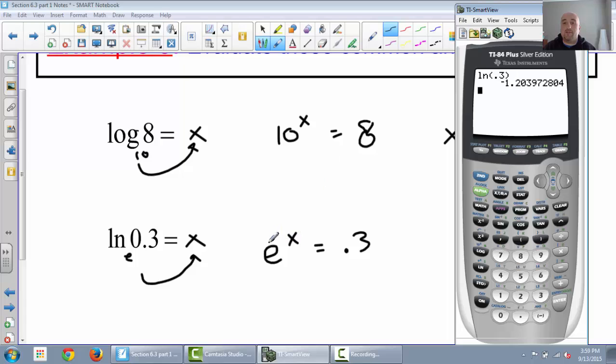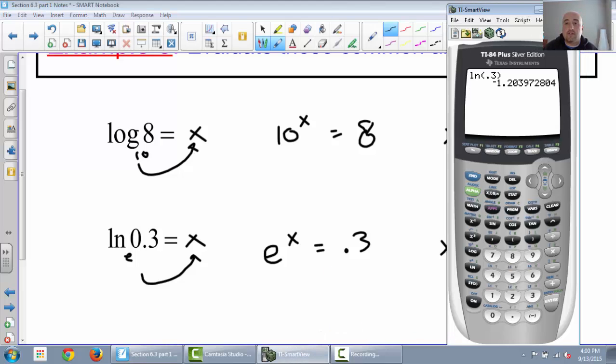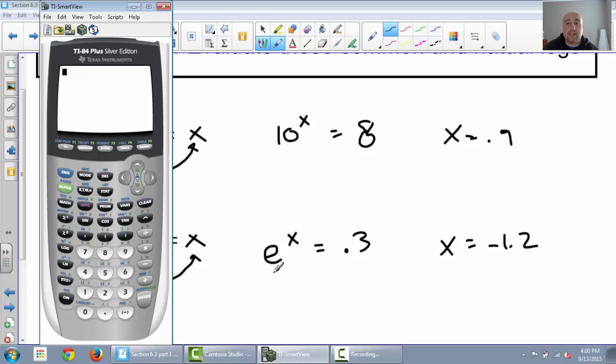Remember, how do I turn something into a fraction? I'm going to have to use a negative, so negative 1.2. So x is equal to negative 1.2. I'm going to check my work to make sure that's correct. So e raised to the x, well, my x is negative 1.2. So e to the negative 1.2, close my parentheses, and it should equal 0.3. And there we go, 0.3011, so 0.3.